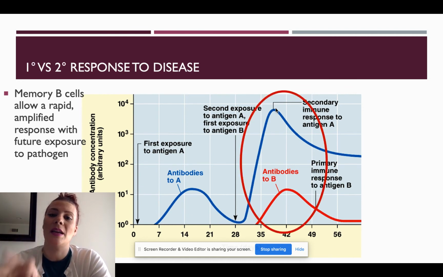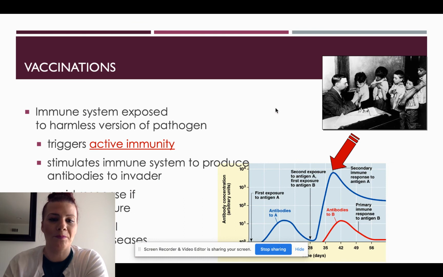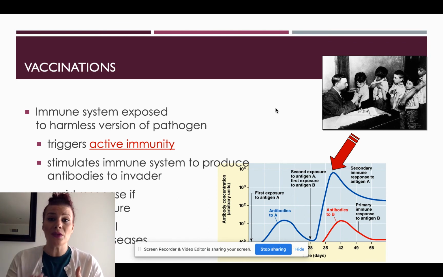We get the most antibody production in the second wave, and we also get some antibodies to antigen B if we're also exposed to that as well. Okay, so vaccinations. Vaccinations are going to have a dead or weakened, inactive form of a pathogen, and this, in a safe way, triggers active immunity. So it's like you're getting exposed to this specific pathogen in a safe way so that it will not actually cause you to get that.